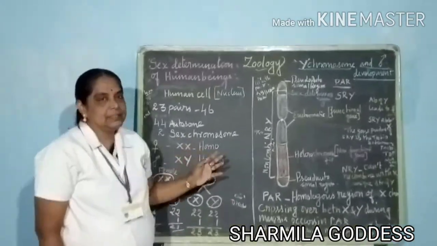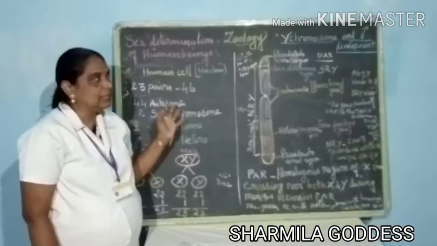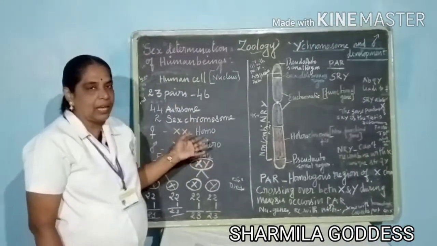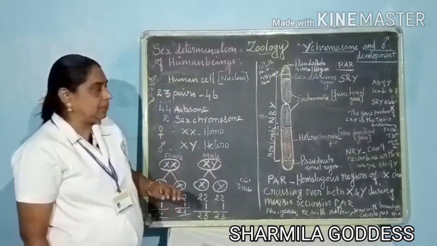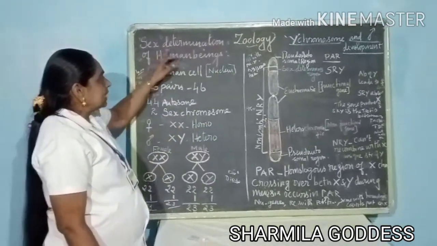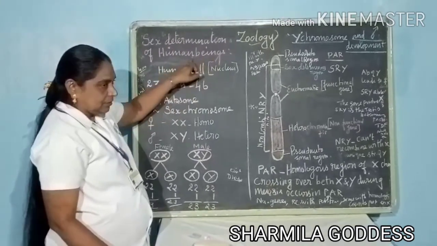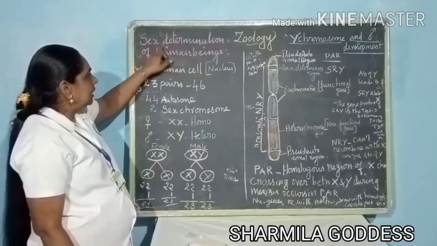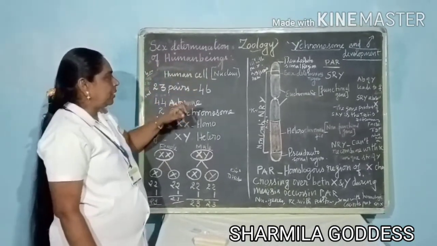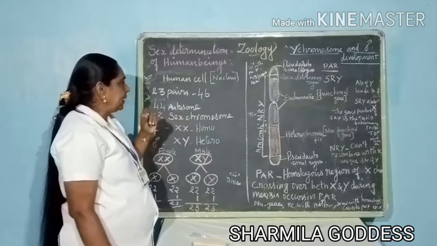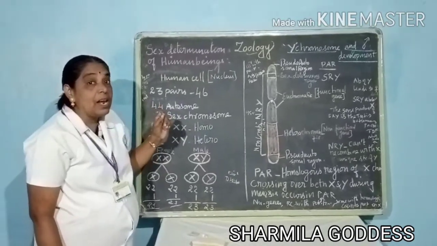We discussed the heterogametic and homogametic determination in male and female. Today we are talking about sex determination of human beings. The genes determining sex in human beings are located on allosomes.